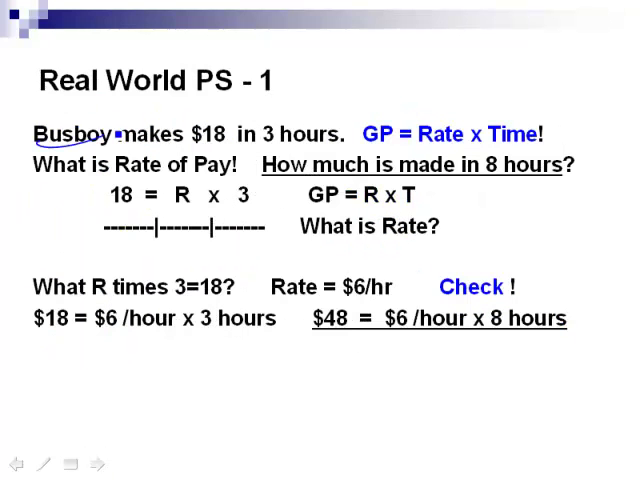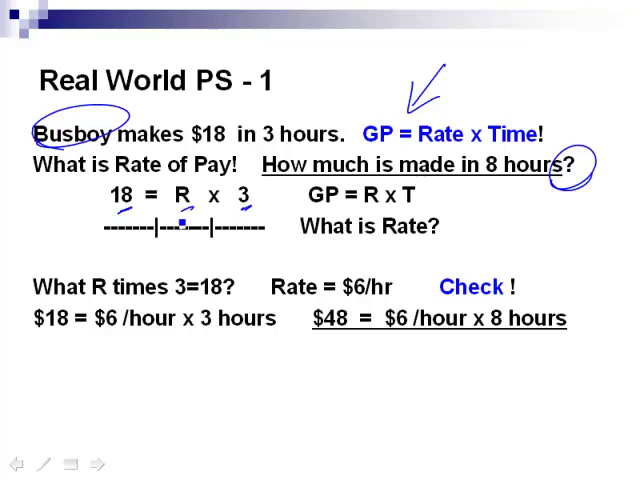All right, now a busboy makes $18 in 3 hours. Now it's nice that in my problems I kind of give you the situation. What is the rate of pay? And then a second question here I underline, how much is made in 8 hours? Okay, now here's the situation. The gross pay is 18. We work for 3 hours.